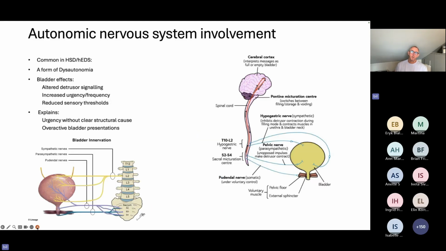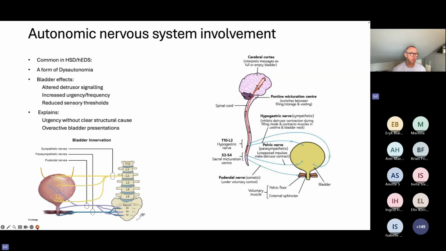So what does the autonomic nervous system do here? It's common in HSD and hEDS, and it's a form of dysautonomia. The bladder effects are things like altered bladder muscle signaling, increased urgency and frequency, reduced sensory thresholds. And it explains the urgency without clear structural causes, overactive bladder presentations, bladder pain syndrome.